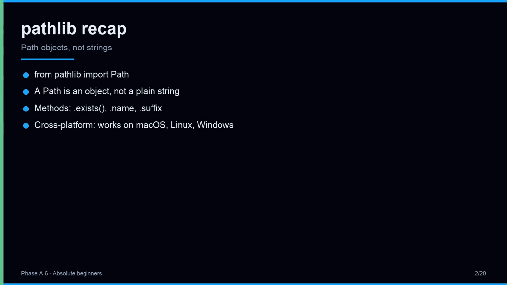Pathlib gives you a path object that represents a file or folder. You import Path from pathlib. You create one by calling Path with a string, like Path("contacts.csv"). The path object has methods and properties, exists, name, suffix, that plain strings do not have. And it is cross-platform. The same code runs on macOS, Linux, and Windows without you worrying about slashes. Today we focus on the methods that list and find files.